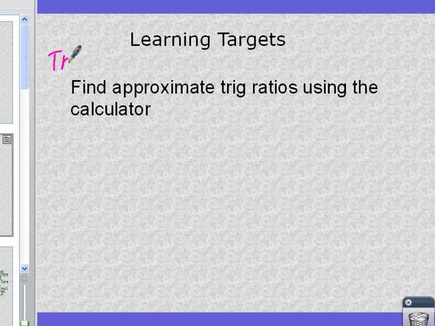This is Trig Unit 1, Day 4. Find approximate trig ratios using the calculator. Why do I say approximate? Because they're almost always going to be decimals, which you're going to round. So they're approximate. That's why we use the trig sheet, because those are exact values.